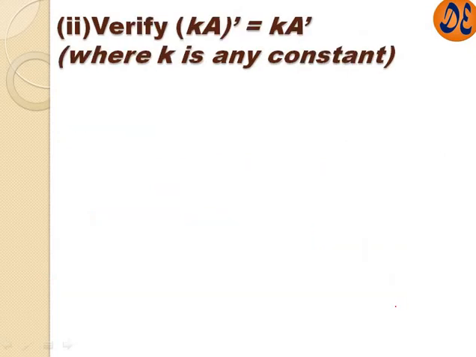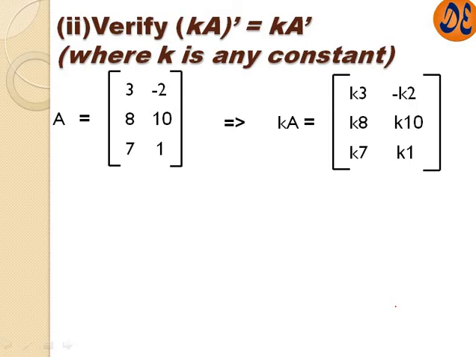Again, let us verify the second one. Let us take the same matrix A. It says that there is a matrix A and we are multiplying it by a scalar K. As per the properties of multiplication of a scalar, we know that if we multiply a scalar with a matrix, that means we are multiplying that scalar with each and every element of that matrix.